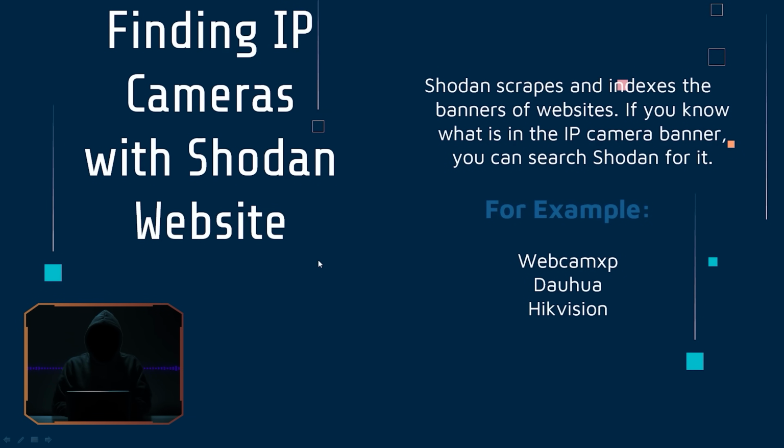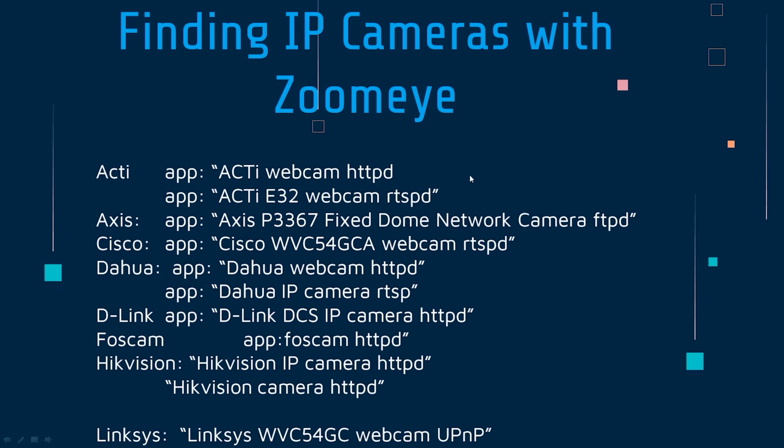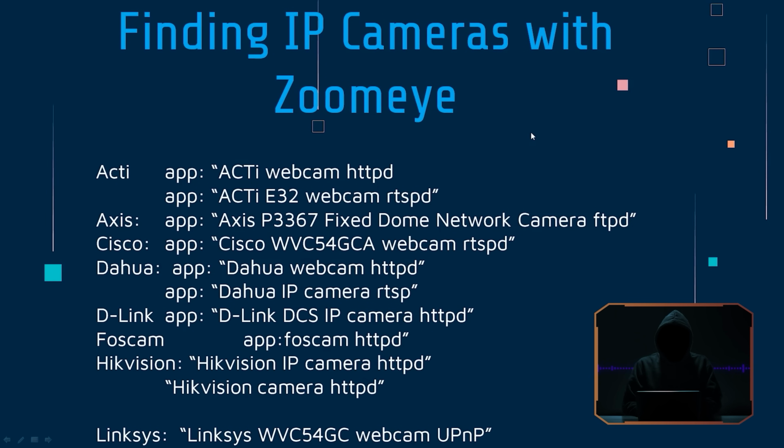So you can find these IP cameras by simply going to Shodan and putting in the keywords, or port 554, right? You can also look for port 554 to find cameras. You can also use the Shodan API, so this is probably a more efficient way to find these cameras. It's one of the things that we've done. And ZoomEye can also be used.